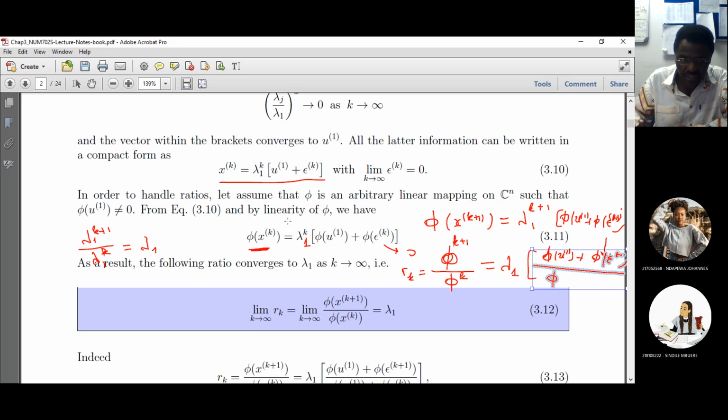Remember that we have it here. I wrote it here, that this converges to 0, right? Be it with epsilon to the k of k plus 1 in the numerator and k here in the denominator. So this ratio will converge towards phi u1 by phi u1, which is 1. So if you take the limit, finally it will converge to lambda 1. So that is it. That's how we should understand all the explanation there. So I wrote the details of how you do that.